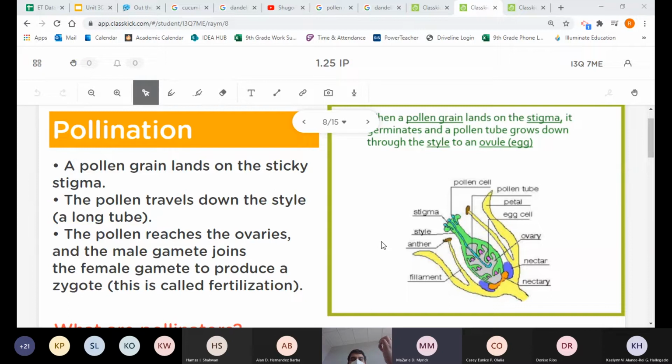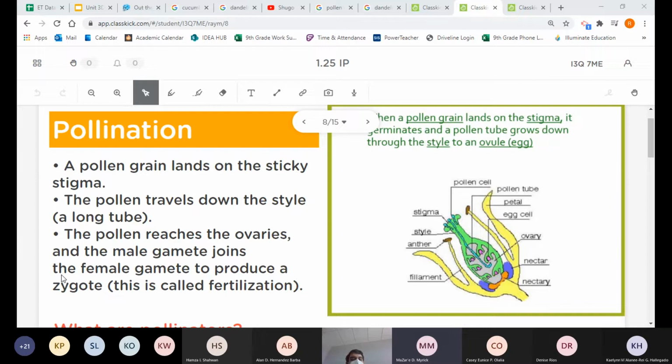Okay, a pollen grain lands on the sticky stigma. The pollen travels down the style along tubes. The pollen reaches the ovary and the male gamete joins the female gamete to produce a zygote. This is called fertilization.